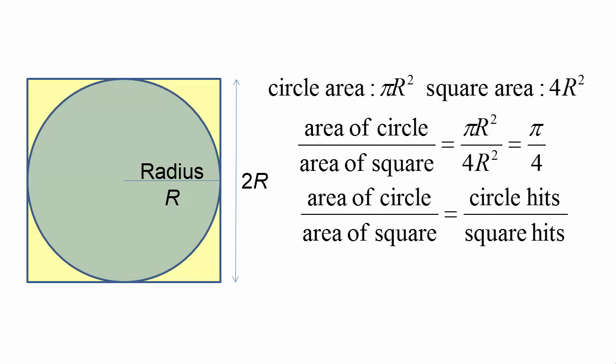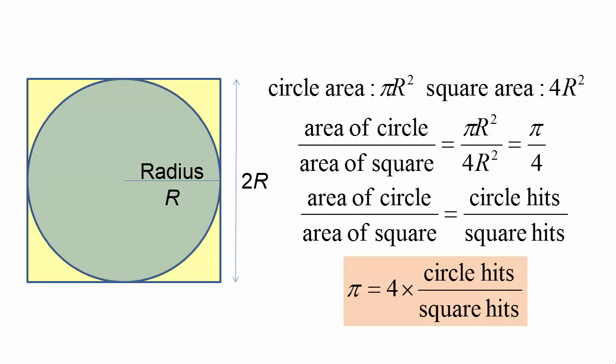As an estimate in terms of the number of hits, or let's say tennis balls, that we throw at the shape, we can get an estimate in terms of the number that hit the circle and how many do not hit the circle. In other words, the ratio of the area of the circle to the area of the square can be approximated by the ratio of the number that hit the circle over the total number. And from that, we can have an estimate for pi, which is 4 times the ratio, circle hits over square hits.